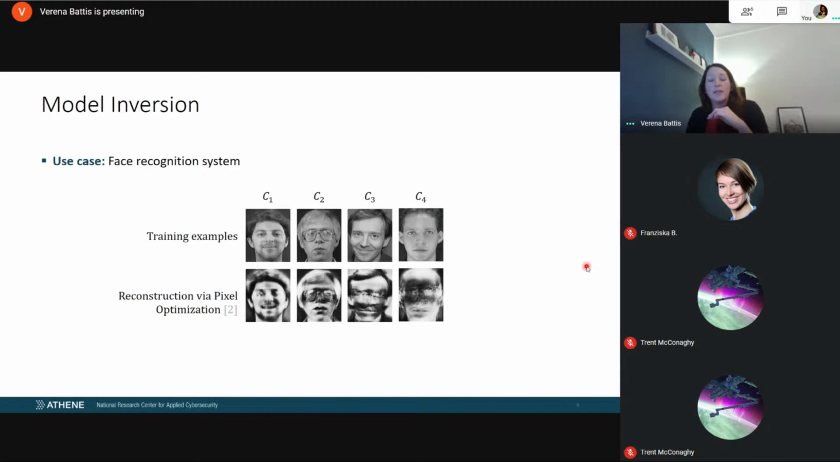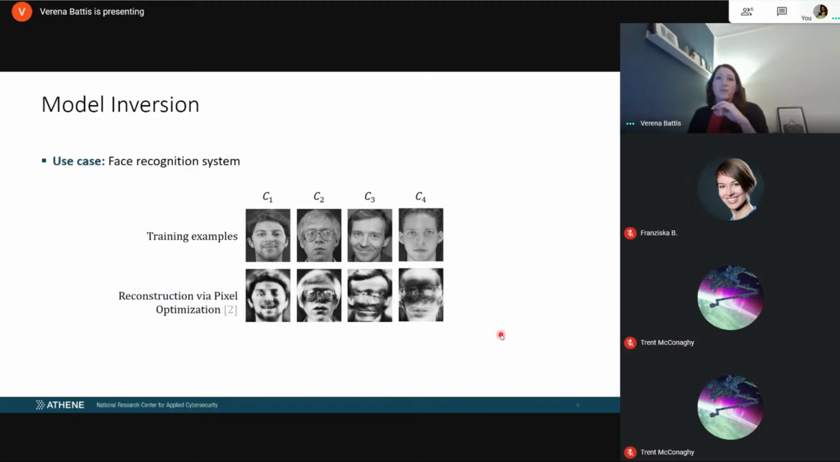Those are reconstructions of this model we attacked using the pixel optimization attack proposed by Fredrikson et al. You see, these are somewhat recognizable reconstructions, at least if you know the target class, especially for the first and the second class. But the third and the fourth, I would say you can hardly recognize those people if you meet them on the street. However, the model used here is extremely simple.